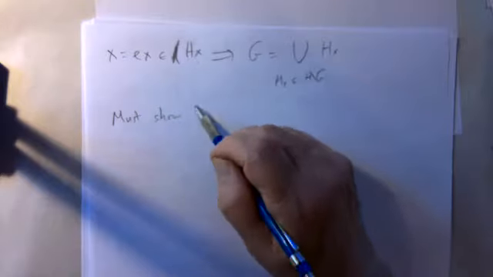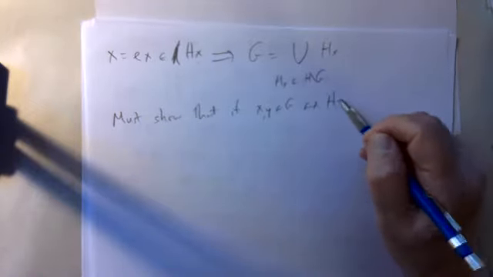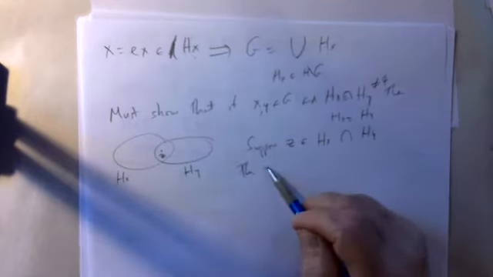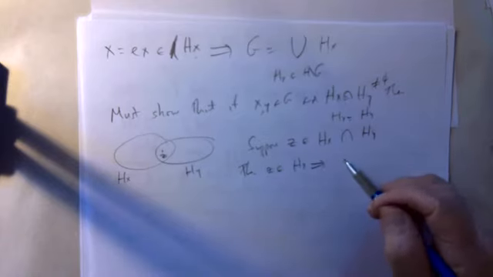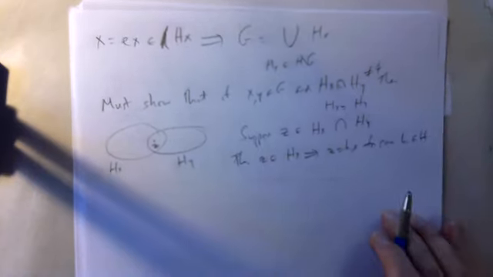So what we have to show is that if x and y are in the group and Hx intersect Hy is not empty, then Hx equals Hy. That is, if you have the right coset Hx and the right coset Hy, and if there's some element z which is in both of them, then in fact the two sets are the same. So suppose z is in the intersection. So then z in Hx means z is equal to h1 x for some element h1 in the subgroup.